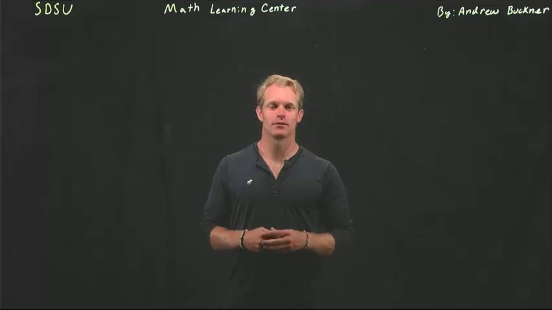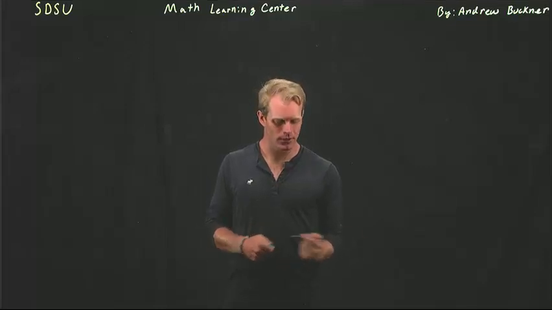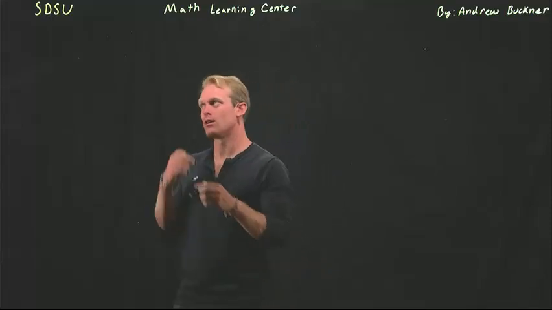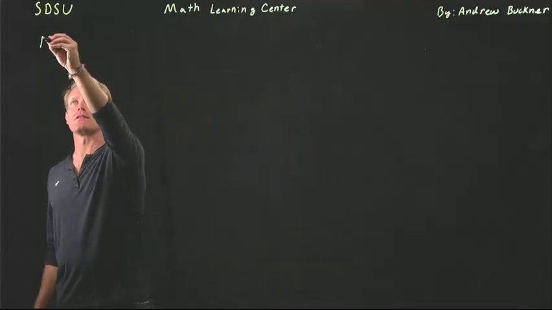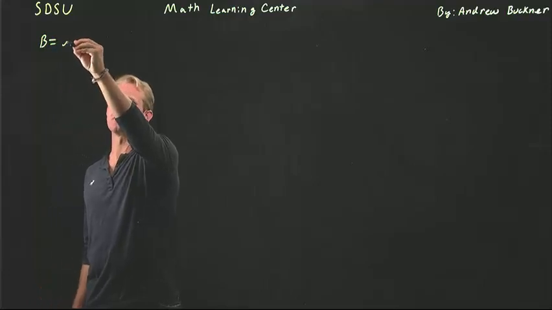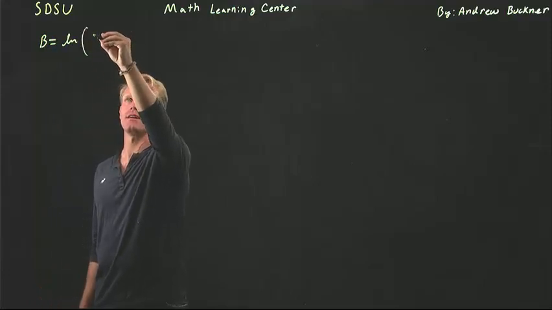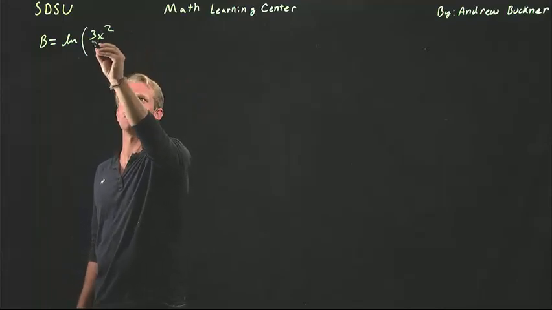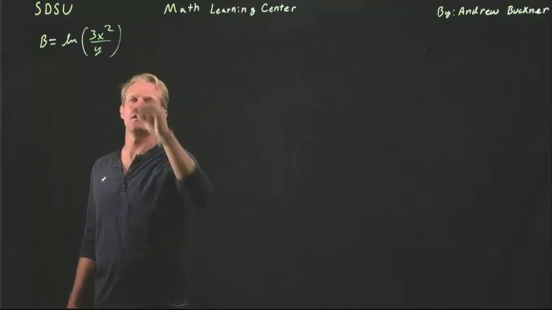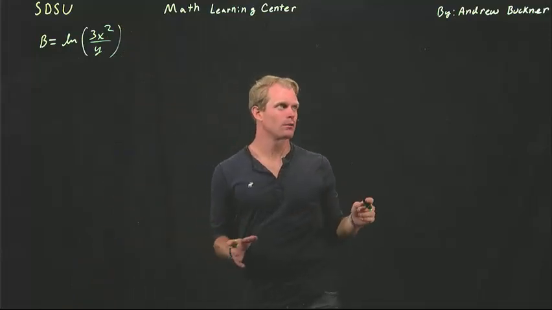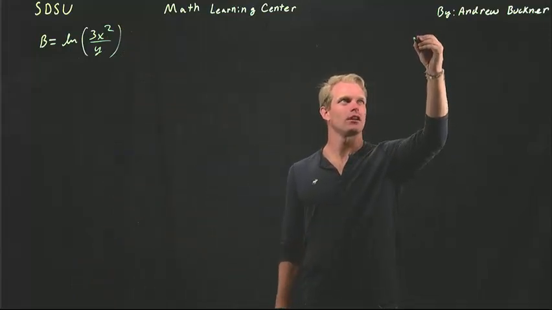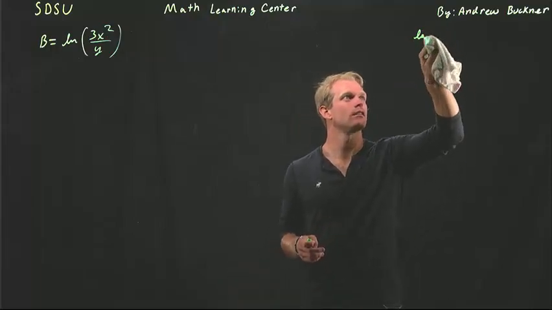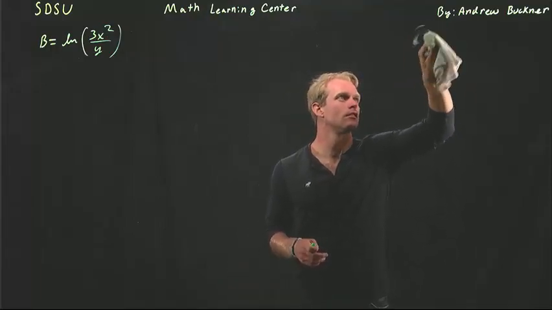So in this video today, what we're going to be going over is ways to expand logarithmic functions. So the problem gives us b equals the natural log of 3x squared all over y. And for this problem, I'm going to remember that I have logarithmic rules.